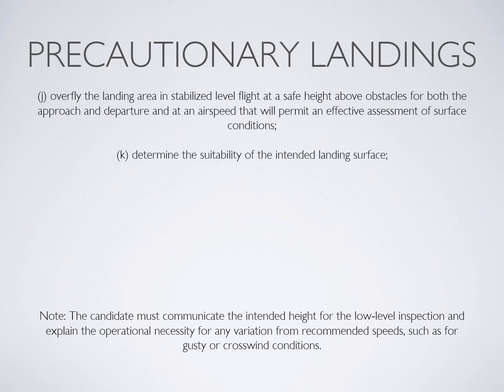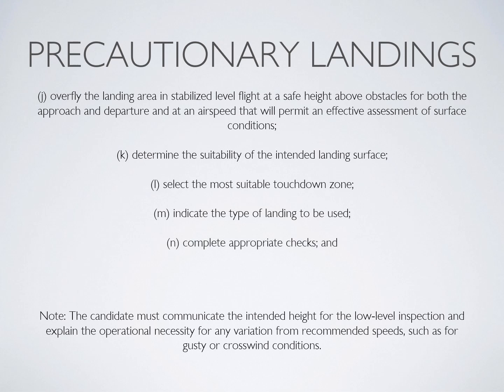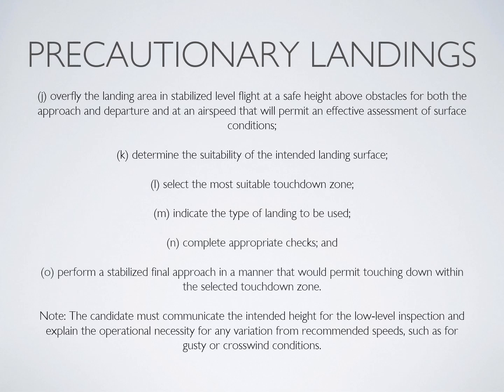You want to get low enough so that you can actually get a reasonably good look at the landing surface and make a good assessment of whether or not you could actually land there. And if you don't think that it would be a good spot, consider going somewhere else for this exercise. You want to make sure that you maneuver the airplane to make it look as though you could actually land on that surface, and then you would be doing a soft field landing more than likely. So communicate that as well to the examiner and overshoot at a safe distance.